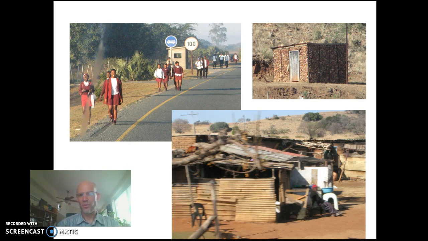And as we were leaving this game reserve, here are just some scenes from the road. You see these uniformed school children out on the highway, and a rather blurry photo in the bottom right. You can see some of the poverty that is still found in South Africa. The upper right is a rather interesting construction type that I had not seen before, which is the use of stones to construct walls.